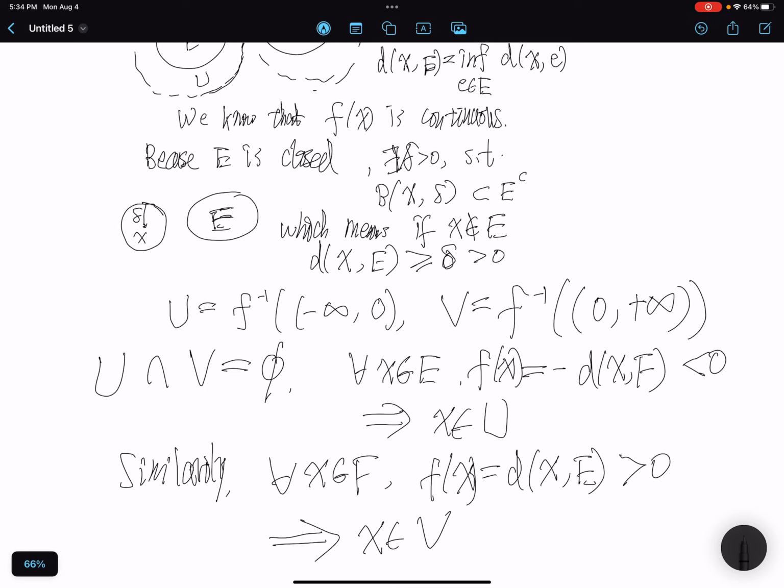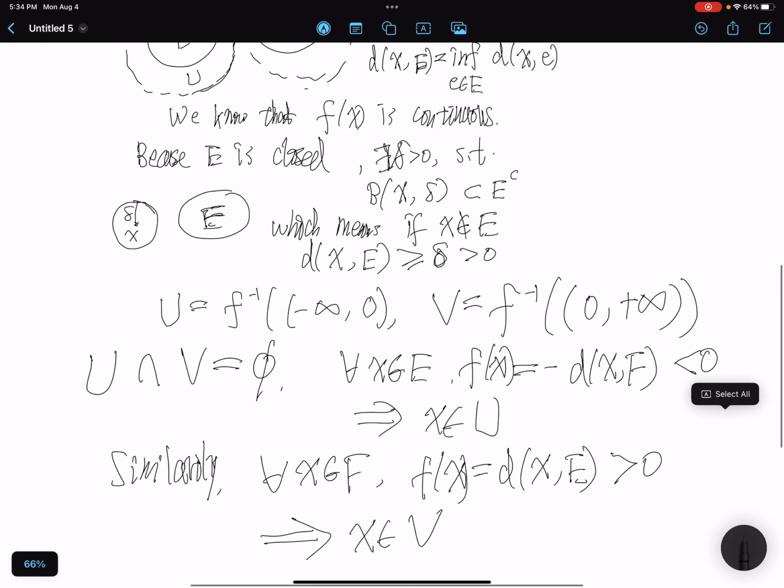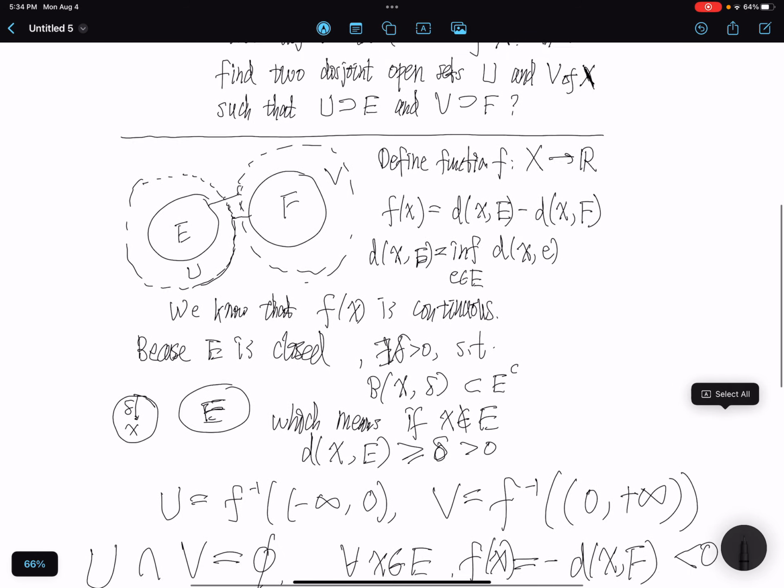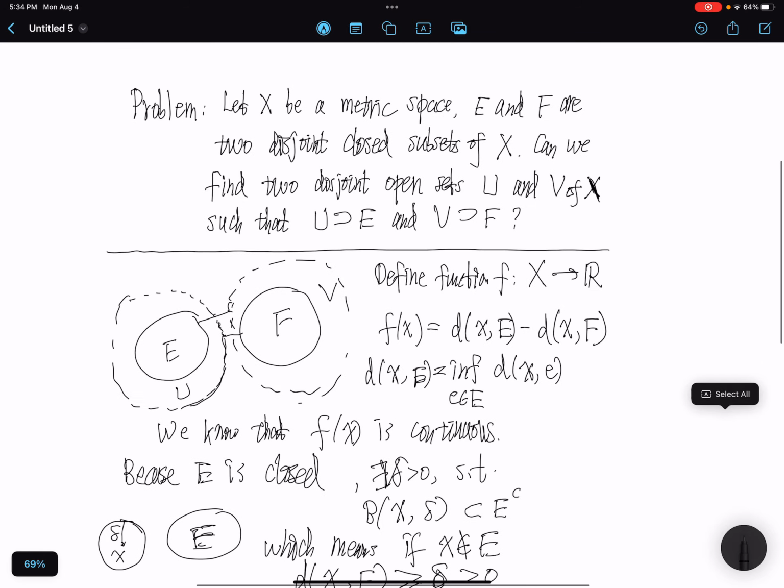So we find two disjoint sets, and they are clearly open because each is the pre-image of an open set. So U and V are open, and they are disjoint. U contains E, and V contains F. And that's it. So the answer to the original problem is yes.